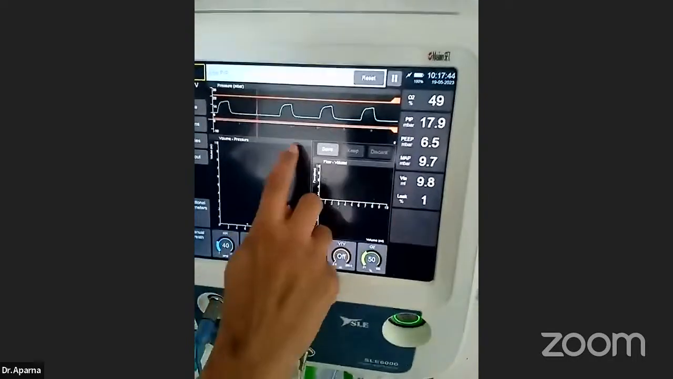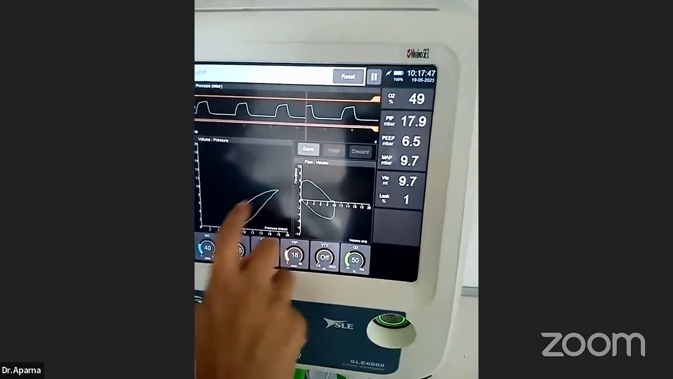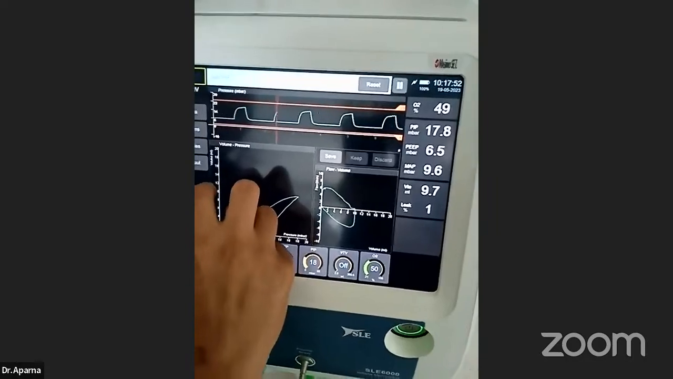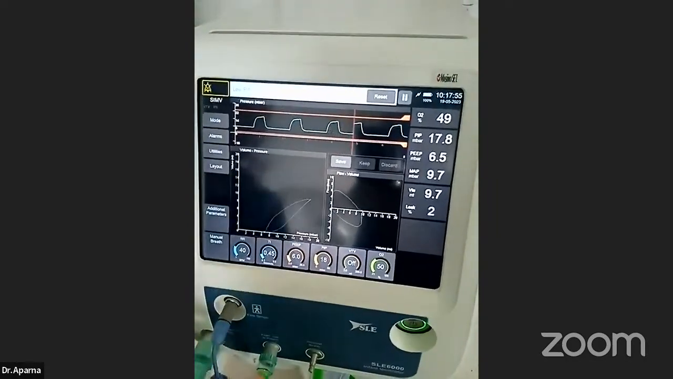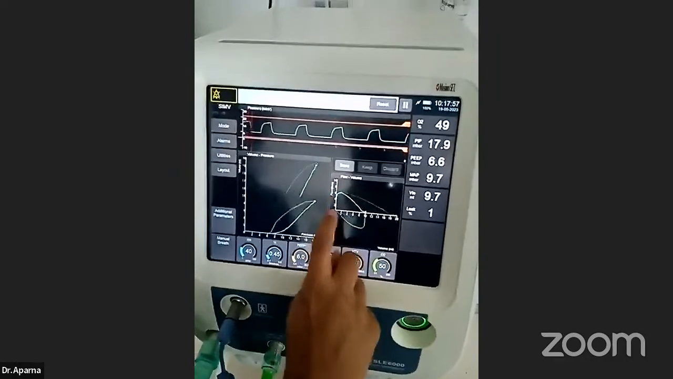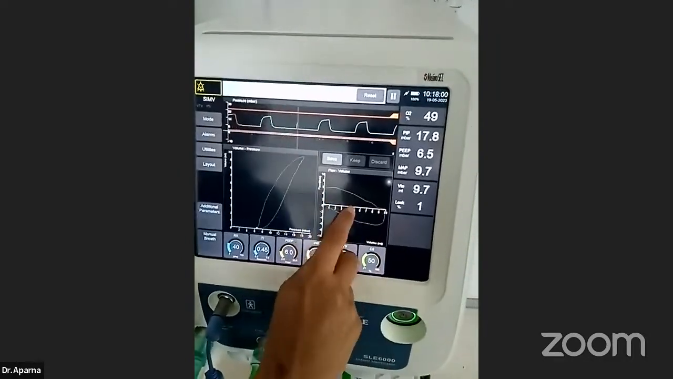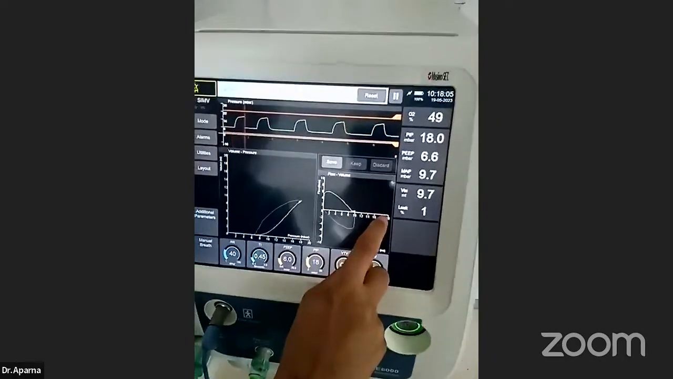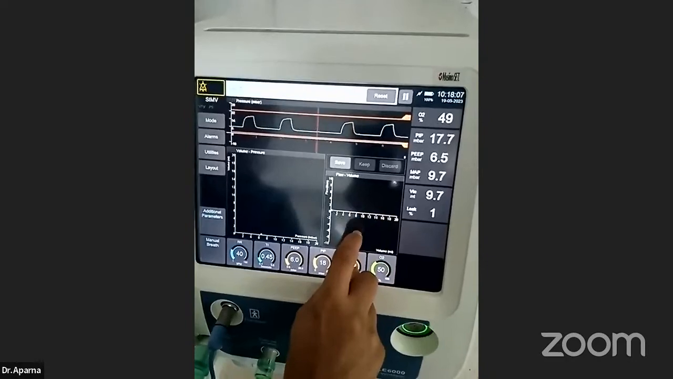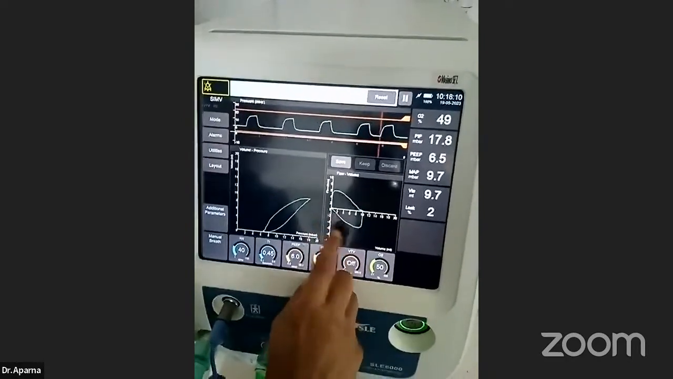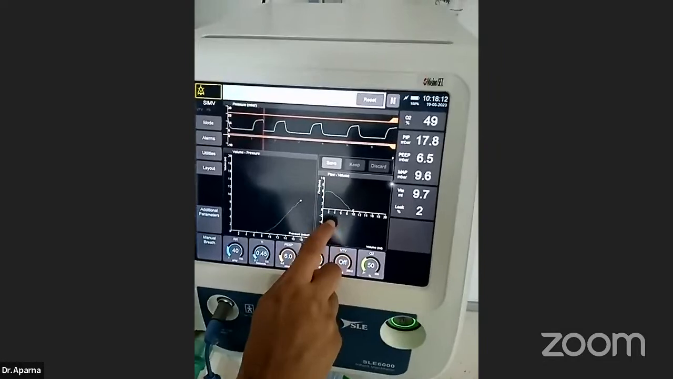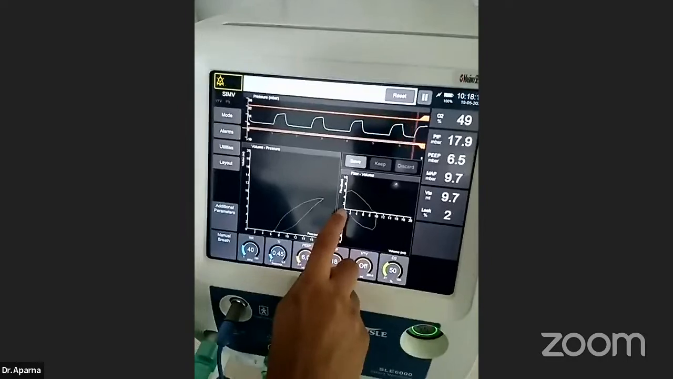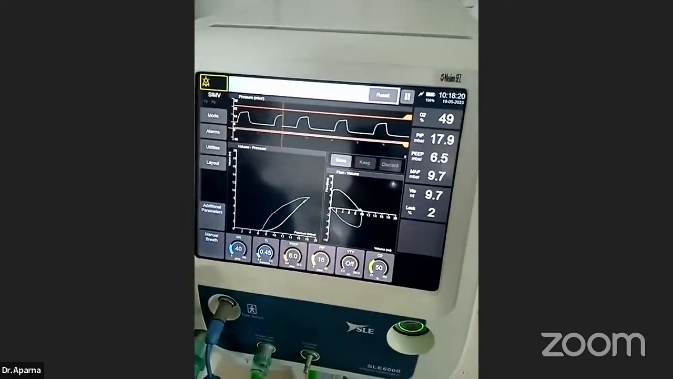You can see this is inspiration and expiration. It is starting from the peak, going up to the peak pressure, and this y-axis represents the tidal volume delivered during every breath. Likewise, this is the flow volume loop. This is the peak inspiratory flow, and the end of the inspiration. The flow is coming down to zero flow. And this is the peak expiratory flow, and this is the flow at the end of expiration. If there is air trapping, you will find the expiratory flow loop coming here instead of coming back to zero. This represents the degree of air trapping.